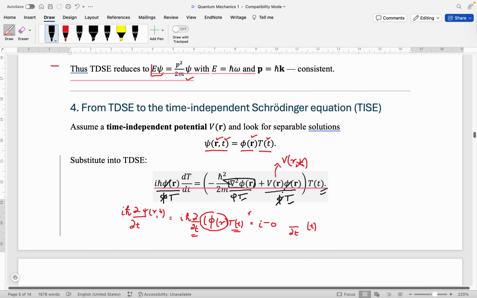So if I want to find the Schrodinger time independent equation, I have to somehow remove these. So if I think easy.